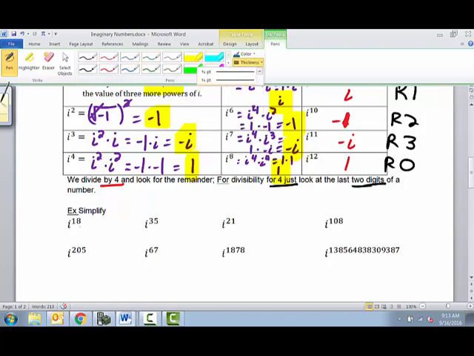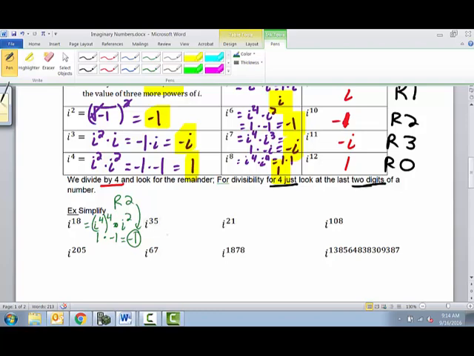I to the 18th, we can divide it by 4s. And there's 4 of those. So 16, and we had 2 left over. Well, that turns into I squared, and I squared is negative 1, so this is negative 1. Or just divide 18 by 4, and what's our remainder? 2. Remainder of 2 is a negative 1.